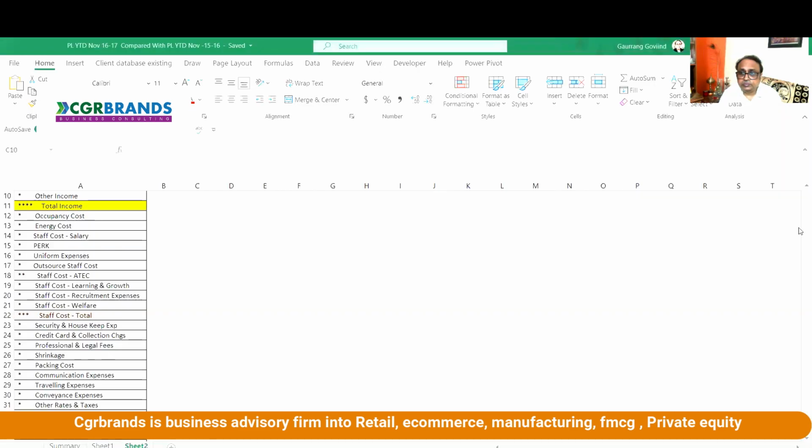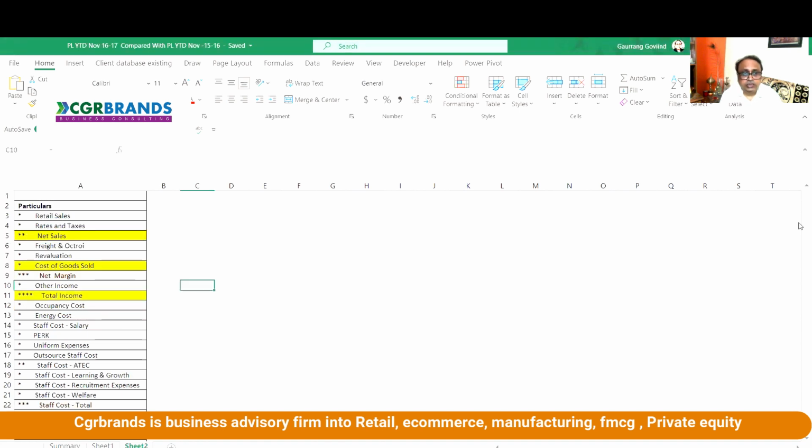If you see at the top, the first line item is your retail sales which you achieve. Then we have basically the taxes, the GST which we pay, and then we have the cost of goods sold. What is the cost of the material you have sold inside your store? And after adjusting everything, you arrive at the net margin. So the retail sales minus your GST minus your cost of goods sold is equal to net margin.